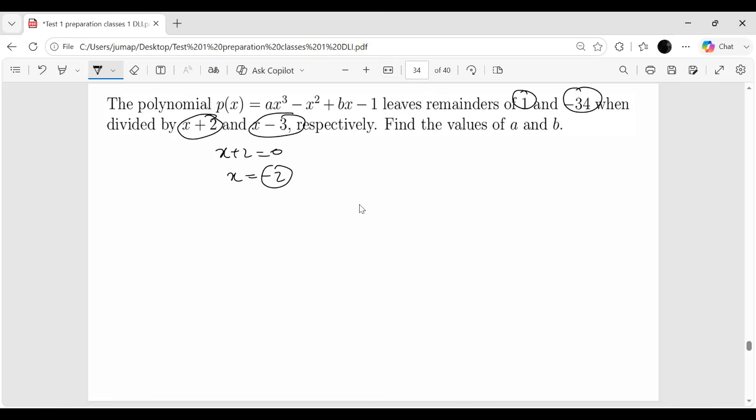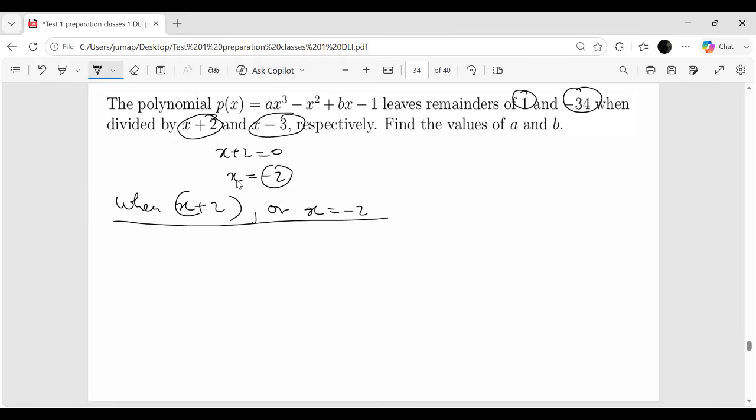So from this information that I have, when it is x plus 2, meaning that I'm going to have negative 2 when x is equal to negative 2. So meaning that I've gotten the first one.